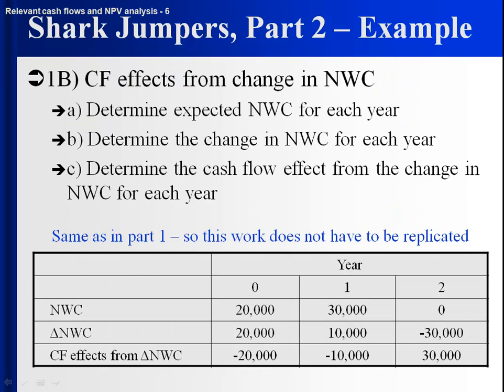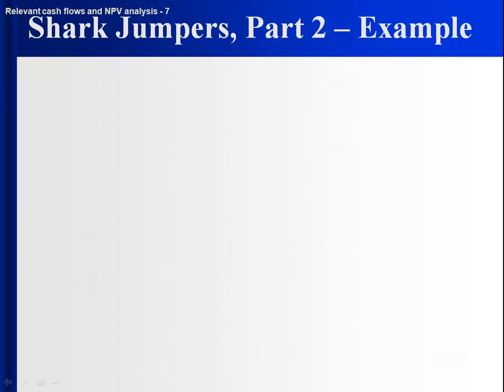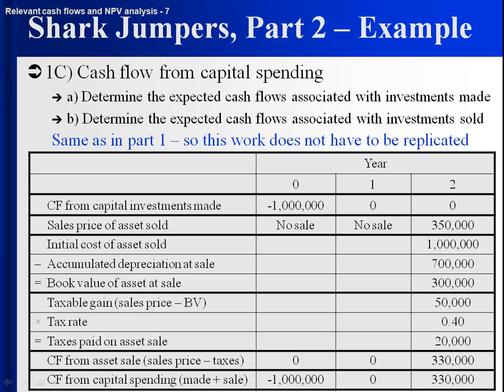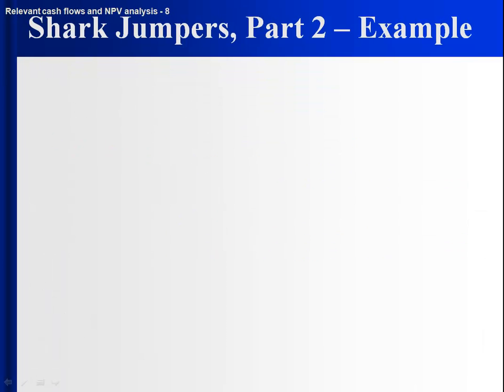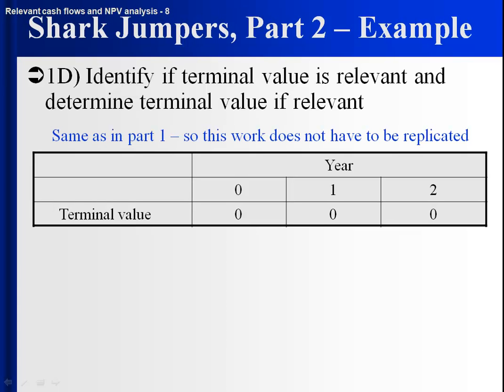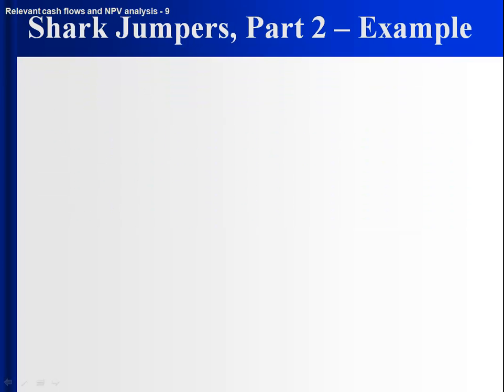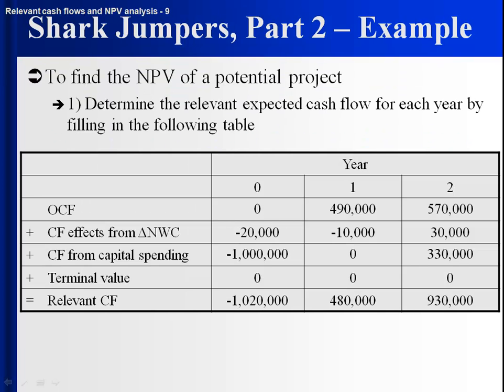Change in net working capital, the analysis is the same as part 1. Cash flow from capital spending, the analysis is the same as in part 1. Terminal value, the analysis is the same as in part 1. There is no terminal value, so it's 0 all the way across. So put it all together.